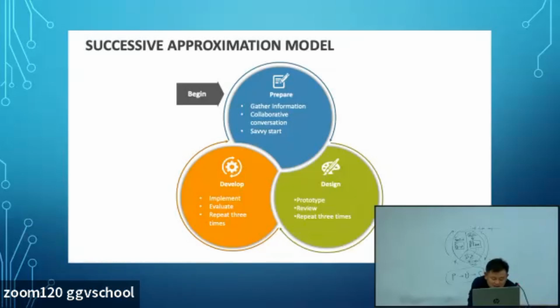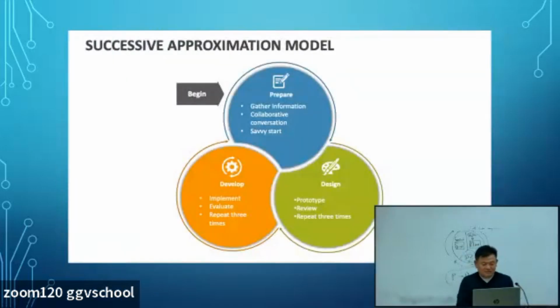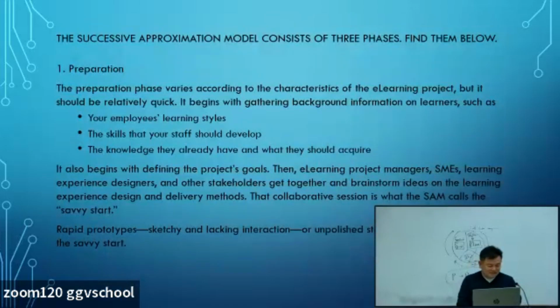And then develop. We make a draft, then implement it, get some ideas or data, and then renew the model. This is what we call development. And then evaluate, repeated three or four times, depending on the case. This is the successive approximation model process. The next is that the successive approximation model consists of three phases. I already covered this one.